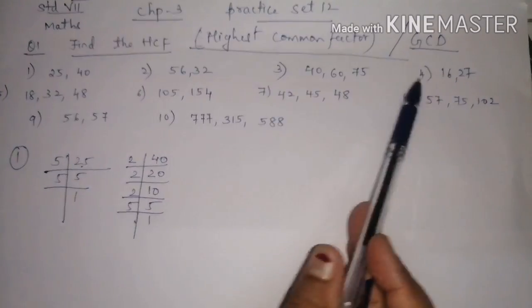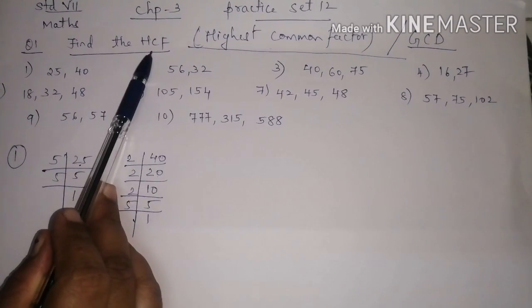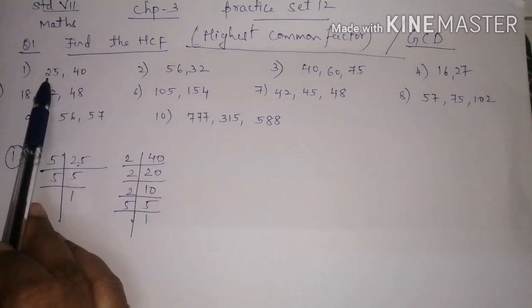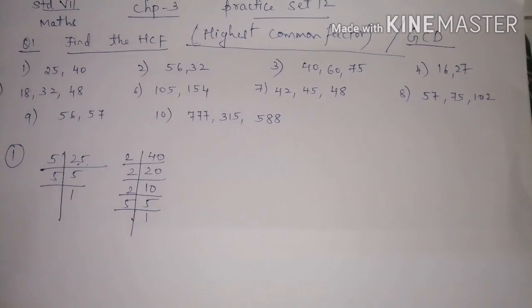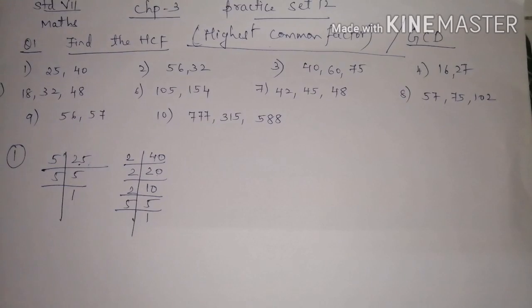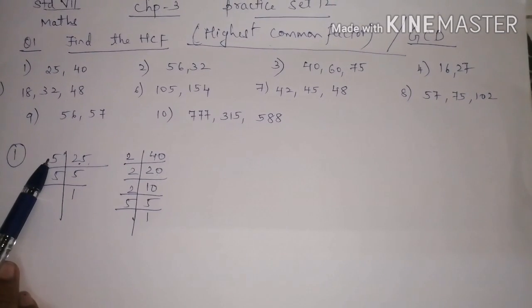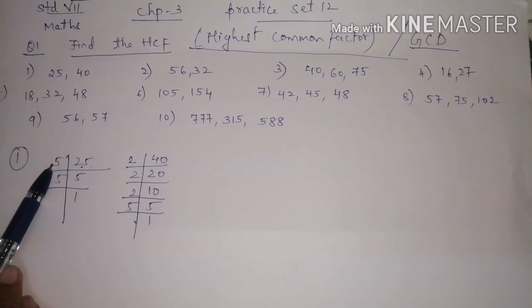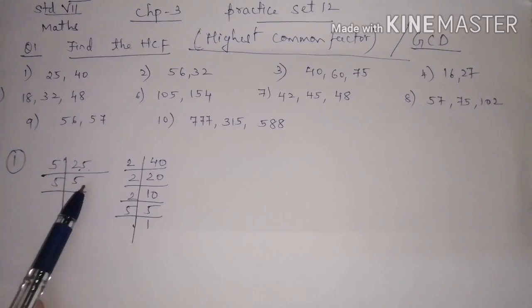So these are the numbers, children, 10 questions given to you all. We have to find out the HCF. The first question is 25 and 40. Here we have to find out the factors of 25 like we did in practice set 11. Factors of 25. 25 comes in the table of 5. 2 and 3 it will not go, so directly it comes to the prime number 5. 5 5s are 25, 5 1s are 5.